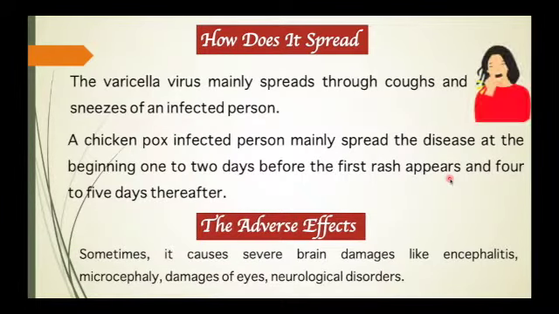So how does this virus spread? This virus mainly spreads through physical contact. The varicella virus spreads through the coughs and sneezes of an infected person. A chickenpox-infected person mainly spreads the disease 1 to 2 days before the first rash appears and 4 to 5 days thereafter.